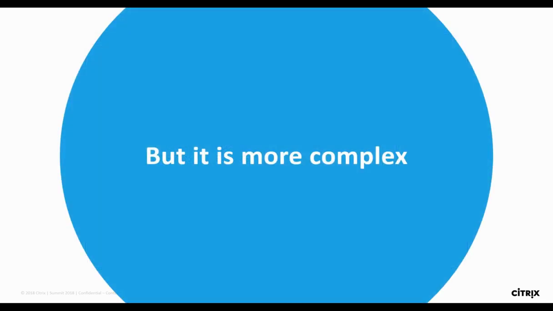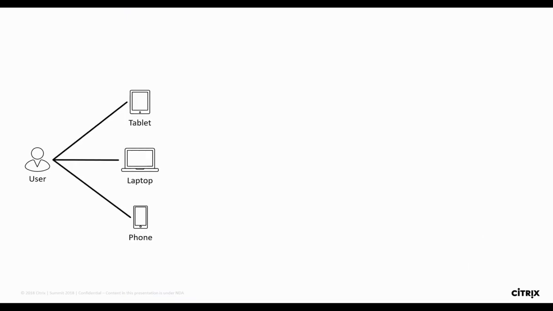Unfortunately, everything's much more complex now. It's so much more complex than it was back in the Windows 3.x days, and let me explain why. So here you have a user. A typical user has a tablet, a laptop or a PC, and a phone. Now, you have 3 devices, maybe more.